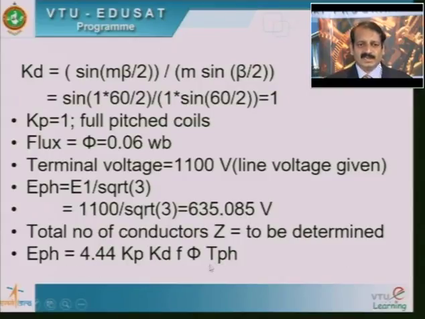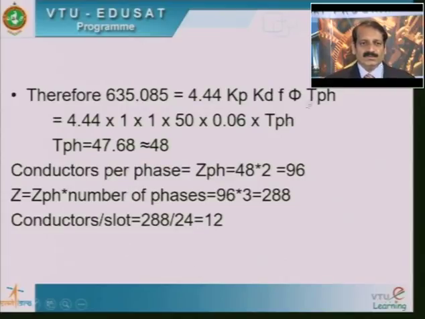So, we can calculate T phase. The T phase so calculated comes to 47.68. This fraction does not exist because the number of turns cannot be a fraction. So, we can round it off to 48. Turns per phase is rounded off to 48, a whole number, because a fractional number of turns is not practicable or not practiced. It is not possible to have a fractional point for the number of turns. So, we round it off to 48.